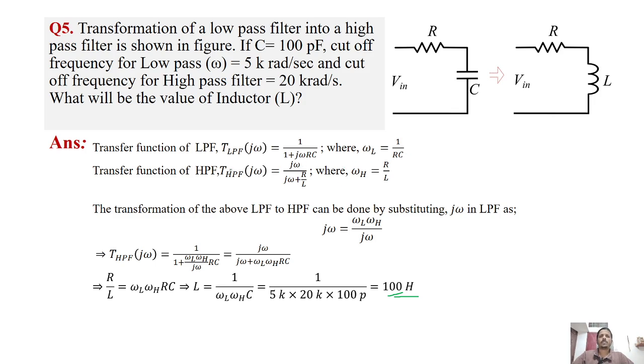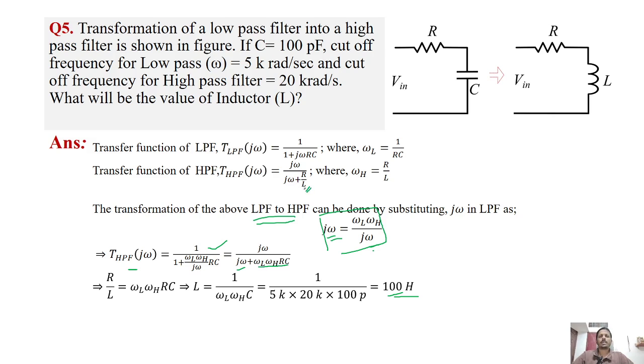Here we can also do it using the transformation method, that is, we can transform the low pass filter into a high pass filter by substituting j omega equal to omega L omega H by j omega. If I substitute this into the low pass filter transfer function, I will get the high pass filter function as j omega by (j omega plus omega L omega H into RC). We know the transfer function of the high pass filter as j omega by (j omega plus R by L).